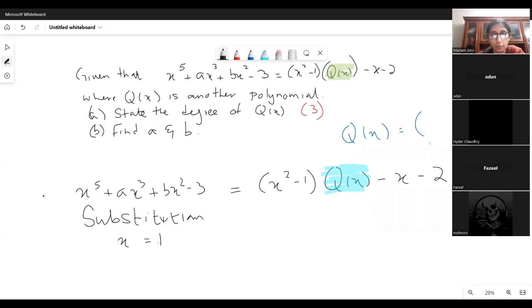Okay, when x is 1 then we have 1 plus a plus b minus 3 equals, this will become 0. So qx gets eliminated, 0 times qx and then minus 1 minus 2.